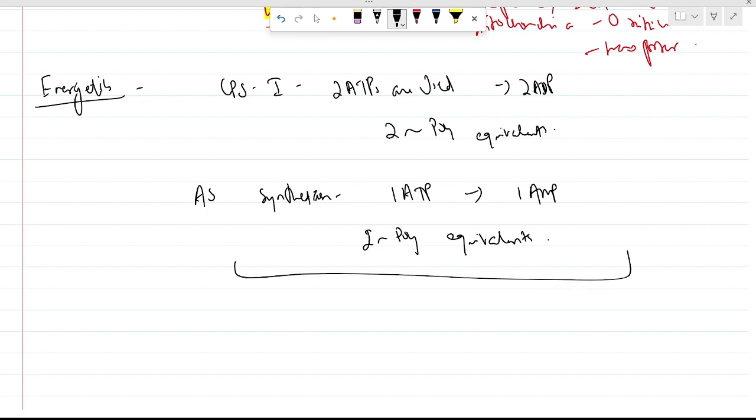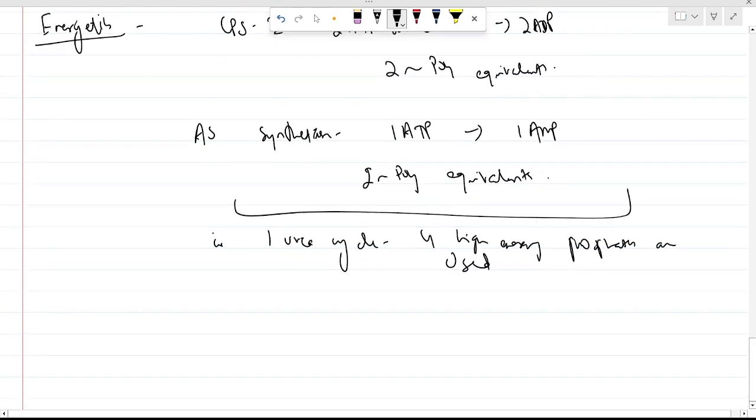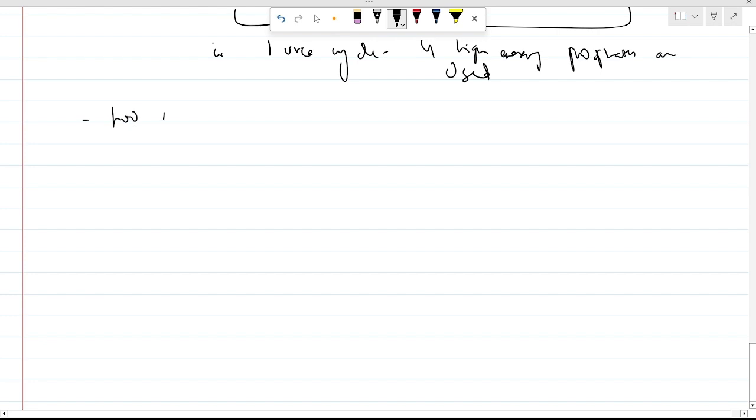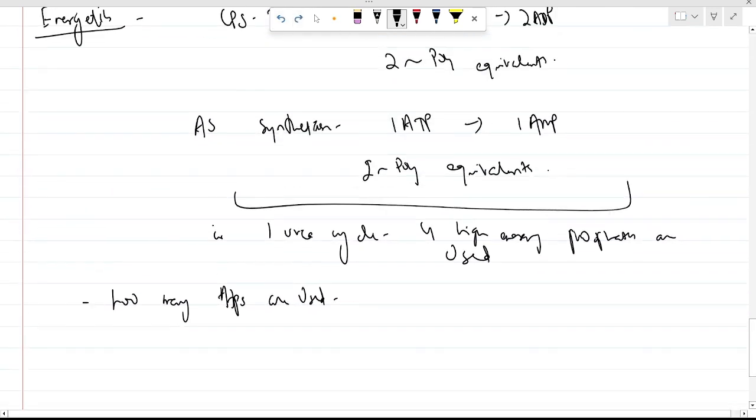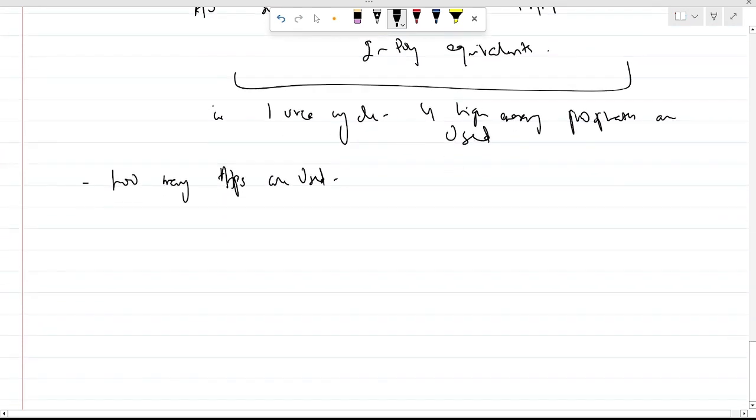Okay, so in one urea cycle, to be precise, it actually uses energy: 4 high energy phosphates are used. So in one urea cycle 4 high energy phosphates are used. Okay, so a common question asked is how many ATPs are used. 4 ATPs, or sorry, 3 ATPs are directly used. 2 here, 1 here, 3 ATPs directly.